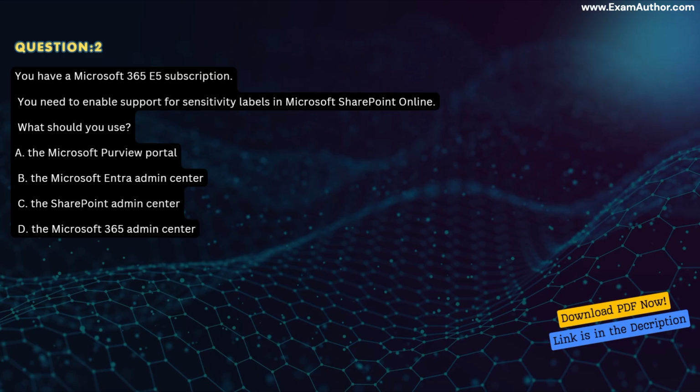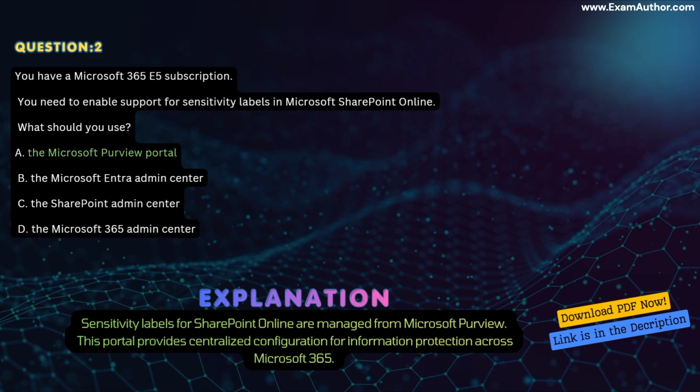The correct answer is A. The Microsoft Purview Portal. Explanation. Sensitivity labels for SharePoint Online are managed from Microsoft Purview. This portal provides centralized configuration for information protection across Microsoft 365.